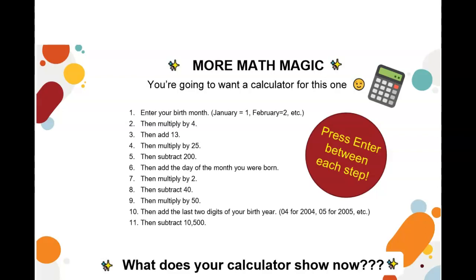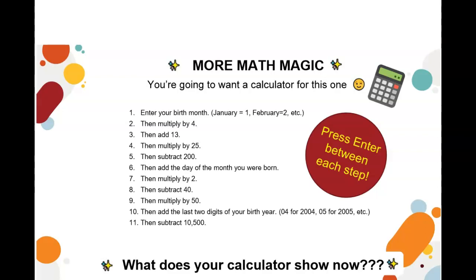I was born on the 7th, so I'm going to add 7, but you need to add whatever number you were born on, whatever day. Press enter. Now we're going to multiply this by 2, press enter. Subtract 40, press enter. Multiply by 50, press enter.